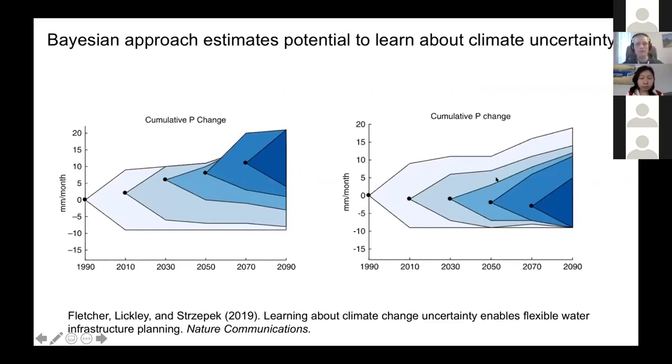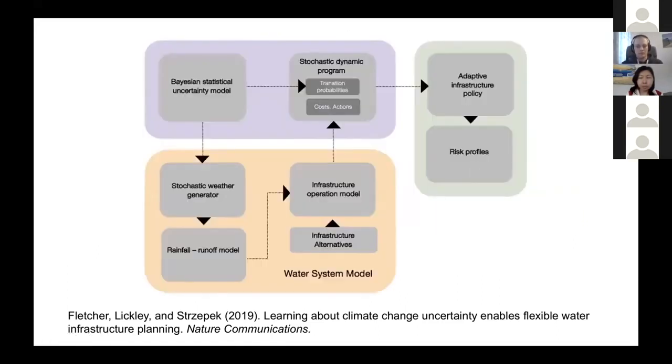And so these confidence intervals here are developed using Bayesian estimates that allow us to estimate what our potential to learn in the future is versus what is the amount of irreducible uncertainty that we have in the system. And this is really powerful because we can take these uncertainty estimates and put them back into a decision support system that allows us to say, well, what are all the ranges of precipitation observations that we might have in the future, and what does that mean in terms of the infrastructure that we have today? And that allows us to develop more adaptive infrastructure approaches that can take into account opportunities to learn about uncertainty in the future.